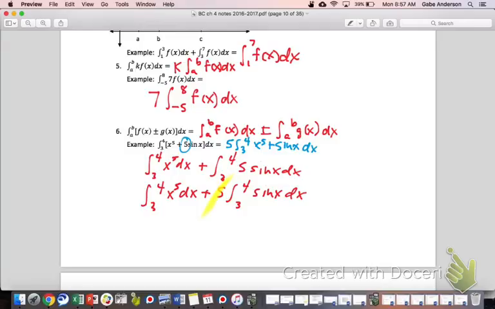To me, here's a stronger case. In section 4.5 later on, we will look at examples like this. What if we had the integral from 2 to 3 of x plus cosine of 3x?